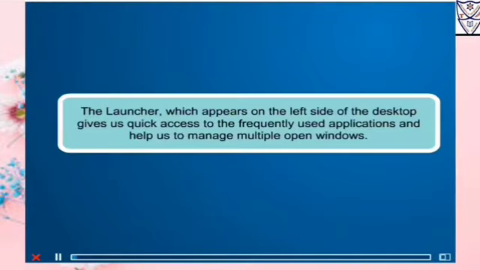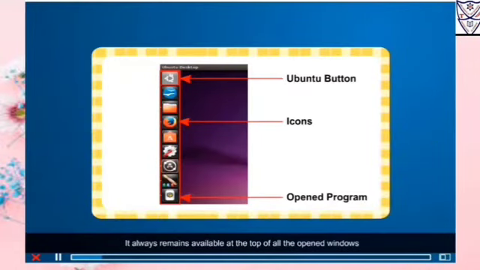Customizing the launcher. The launcher which appears on the left side of the desktop gives us quick access to the frequently used applications and help us to manage multiple open windows. It always remains available at the top of all the open windows so that it can be accessed at any point of time while working with any of the applications. But Ubuntu gives us the options to make changes in these default settings like this.